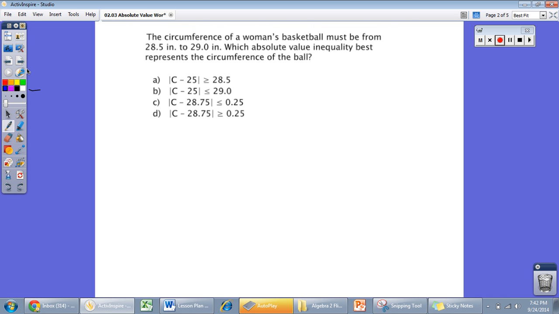This one pertains to the size, in particular the circumference of a woman's basketball. It must be between 28.5 inches to 29.0 inches. So which absolute value inequality best represents the circumference of the ball? So I like to think of this on a number line. If we have 28.5 is the low within tolerance, and 29.0 to mean the maximum of the tolerance, the average is falling somewhere in the middle.